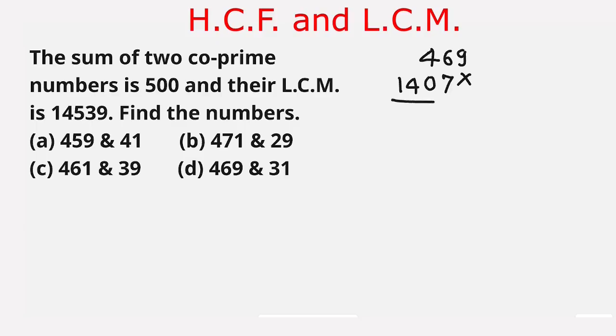Now we add these numbers. 9. 6 plus 7 is 13. We write 3 and carry 1. 4 plus 1 is 5. And we write 14 as it is. So 14,539. And that is the same as given to us in the question. It means that option D must be our answer. This is the way we can solve this question from the given options.